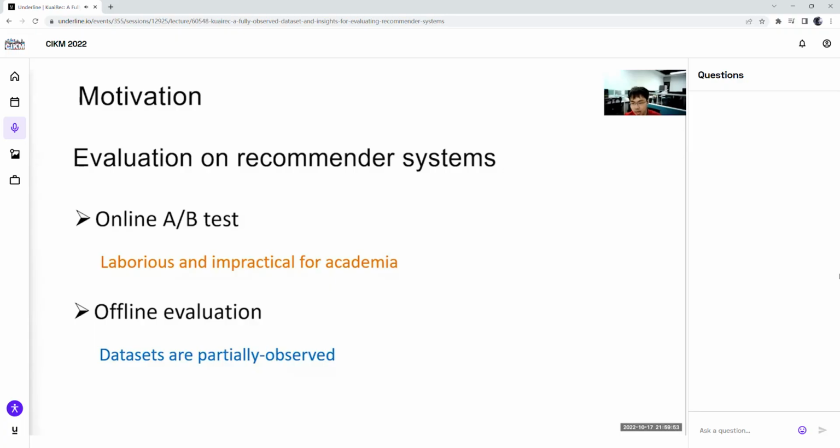Therefore, in academia, it's necessary to evaluate recommender systems on offline datasets. However, there is also a big problem: most existing datasets are only partially observed, with a large number of missing user-item interactions. That means we do not know the user's preference on the items that they have never seen or interacted with before. Simply treating these missing values as negative samples will make the evaluation seriously unfaithful.